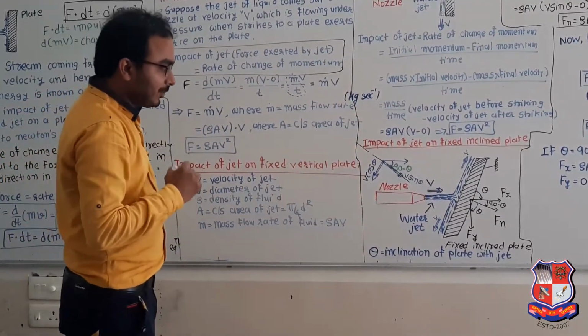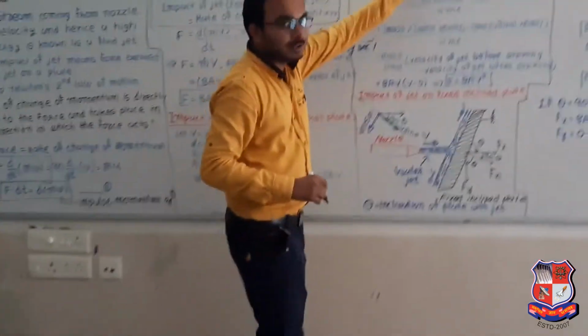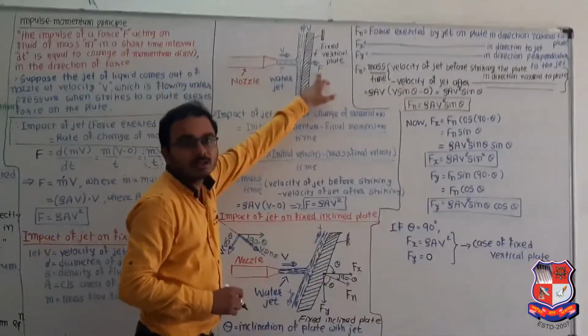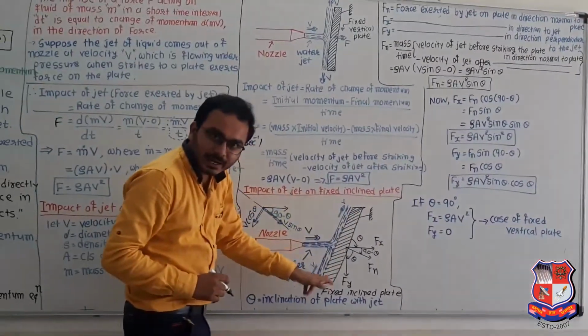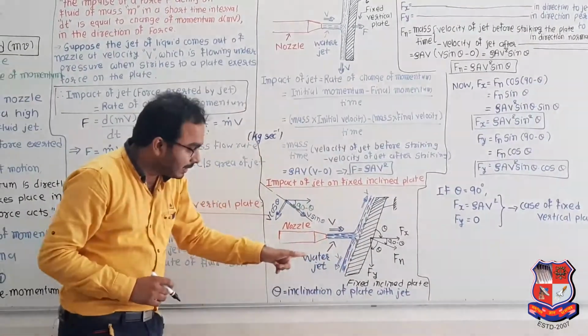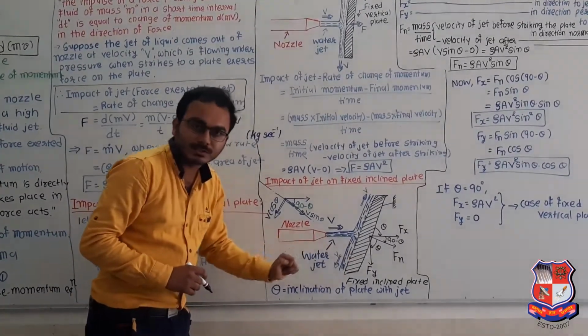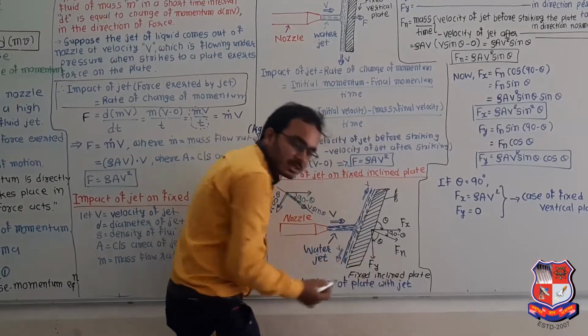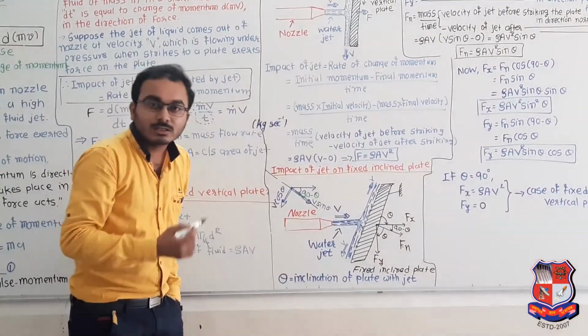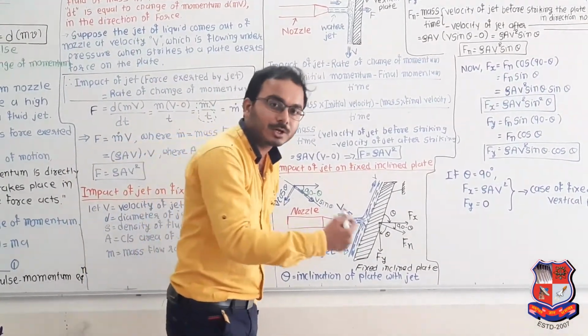Now the different part which is coming, if you see here, then it was only a single force, capital F. However, as this plate is inclined over here, we are dealing with different forces. First is Fn force. Fn stands for the normal force, the force which is acting perpendicular to the plate.